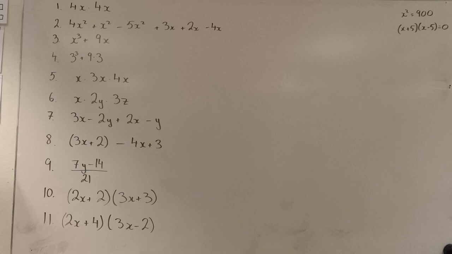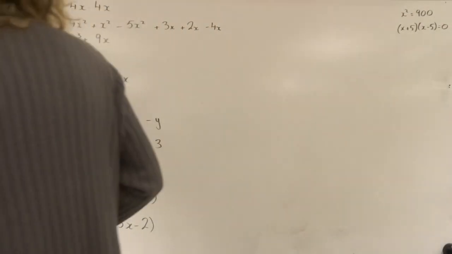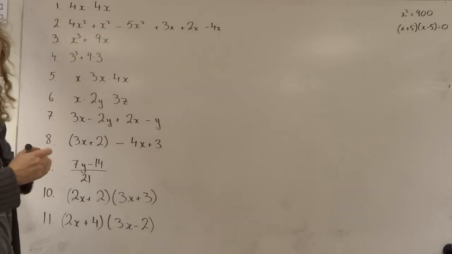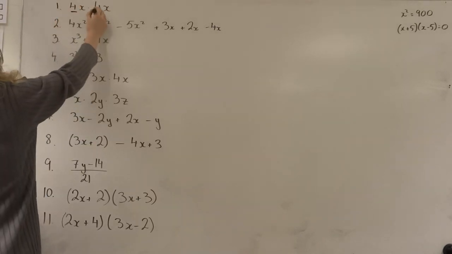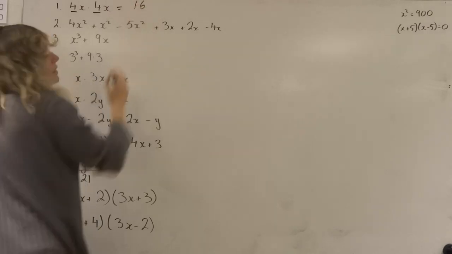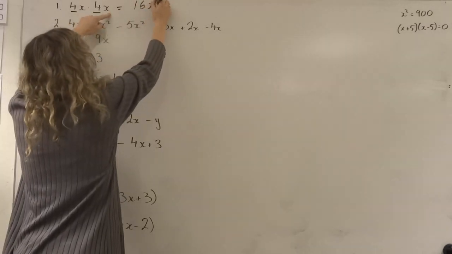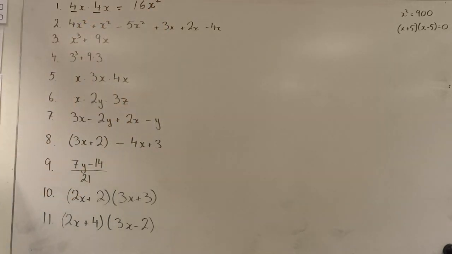Okay, so simplify. So if we've got 4x times 4x, the first thing we do is 4 times 4, which we know is 16. But we also have x times x, which we know is x squared. So don't forget, you've got to multiply everything together.